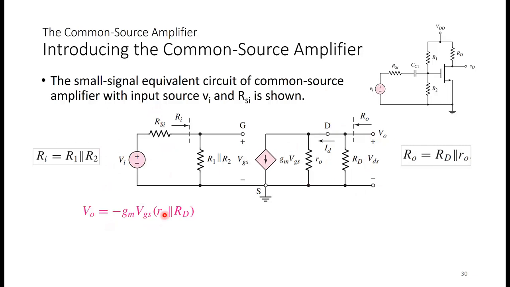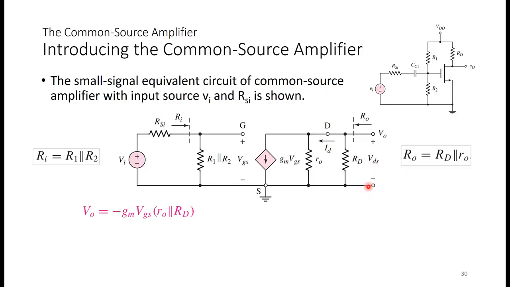So V out, when we do Kirchhoff voltage law in this loop, or you can also think about doing Ohm's law across our output resistance parallel with drain resistance, is going to be V out equals negative gm VGS, because that's the current. This is actually V equals IR. So negative gm VGS times resistance, which is R out parallel with RD. Why is it negative? Because it's current entering the voltage expression through the negative terminal.